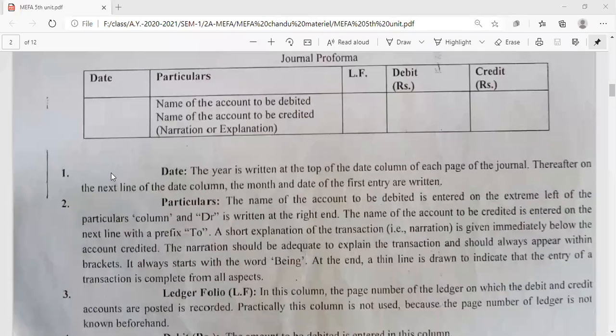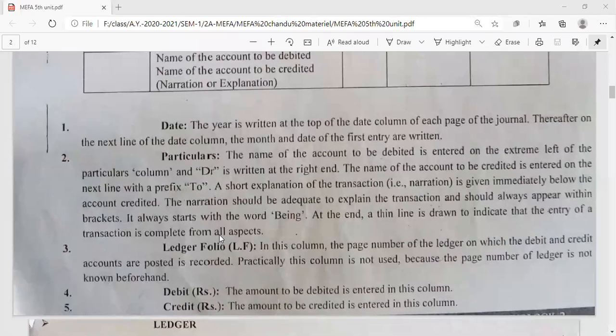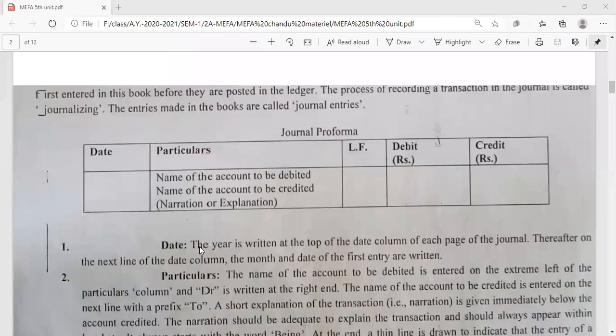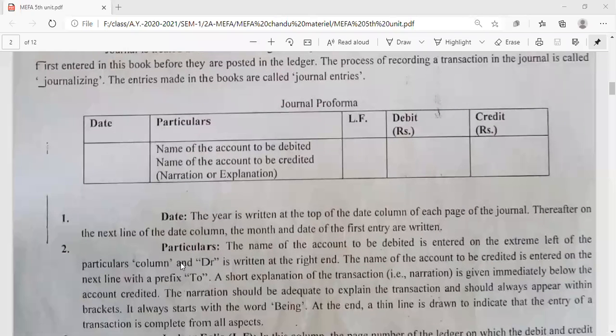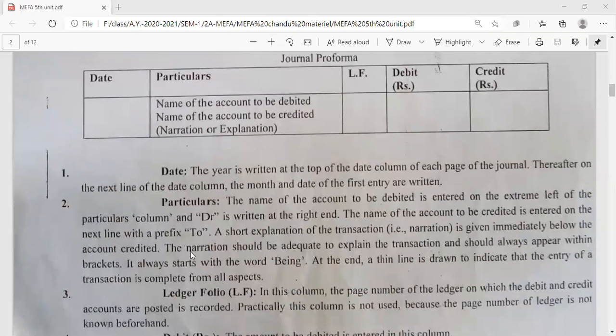In the particulars column, the name of the account to be debited is entered on the extreme left of the particulars column, and Dr, debit, means we are debtor. We write Dr, that means debtor, at the right end.